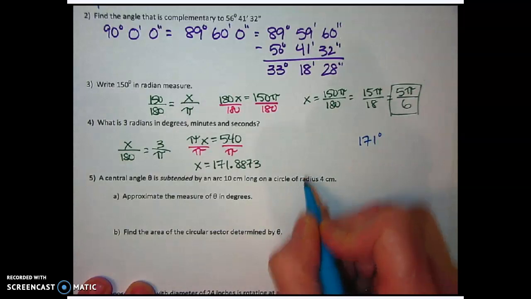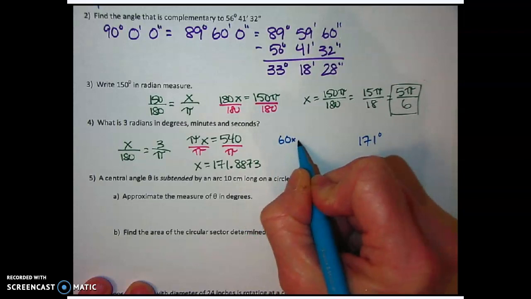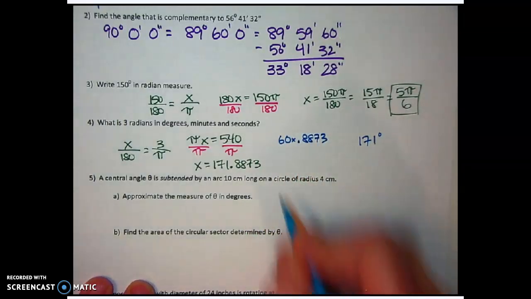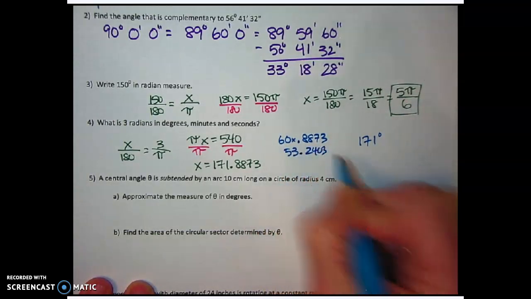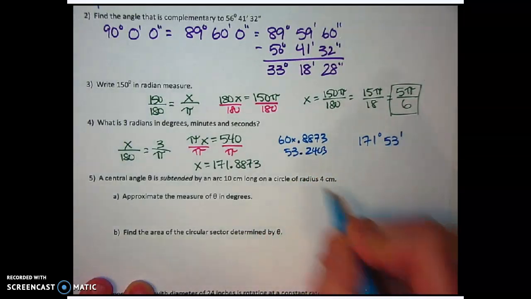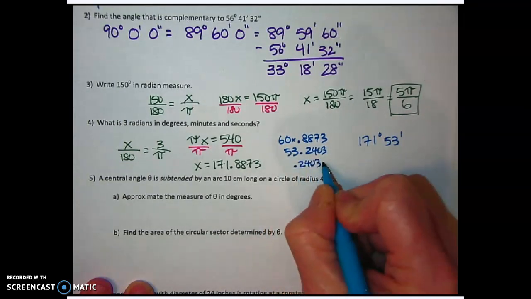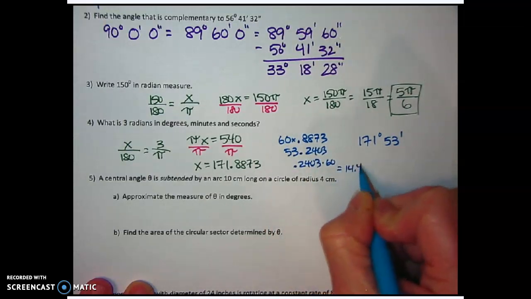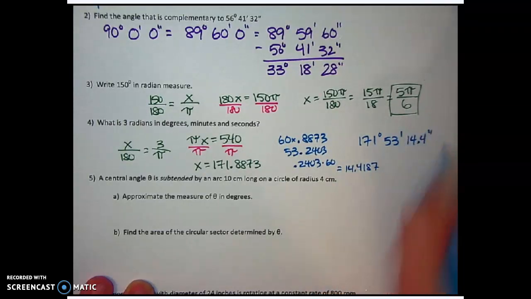Now there are 60 minutes in 1 degree, so we multiply the decimal portion to get our minutes. 0.8873 of a degree gives us 53.2403 minutes. So now I've got 53 minutes. Then I take that 0.2403, and there are 60 seconds in a minute. When I multiply that, I get 14.4187, so there are 14.4 seconds.